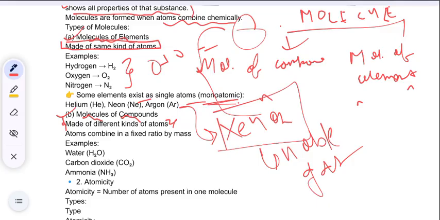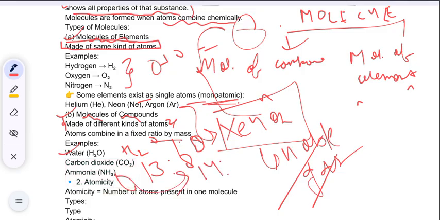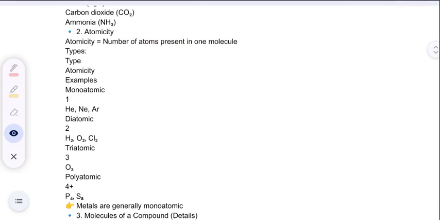Okay. Now atoms combine in a fixed ratio by mass. They always combine in a fixed ratio by mass. Example, H2O, water. It is always present in ratio 1:8. Carbon dioxide is always present in ratio 3:8. Ammonia is 14:3.